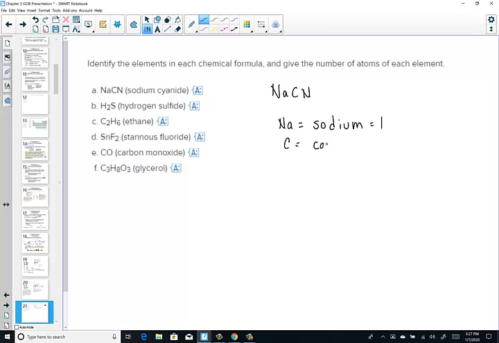C stands for the element carbon, and there's 1 of those. N stands for the element nitrogen. So this is kind of a sneaky way of getting you to practice names with symbols and counting how many of each. Pause the video and continue the work. Come back when you're ready to check.